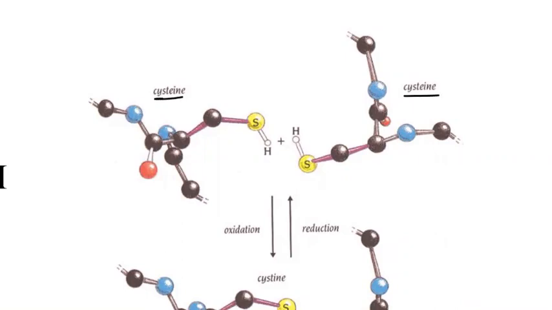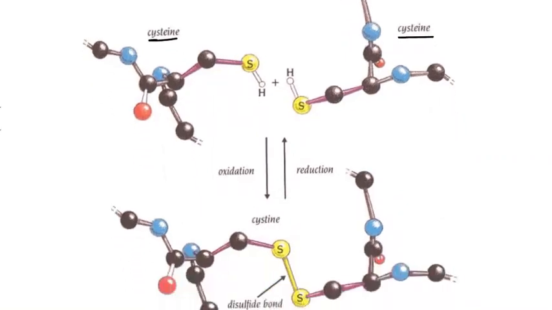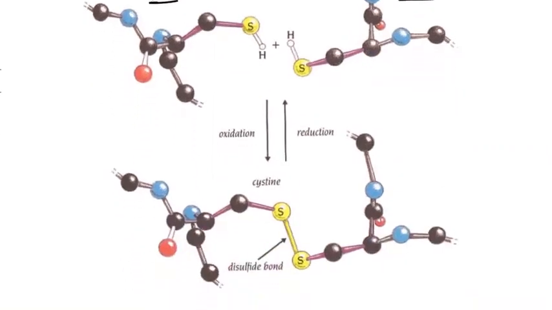Now, cysteines, as we're going to see in this chapter, can, via an oxidation reaction, you see the arrow pointing down, form what is called a disulfide bond, okay? And disulfide bonds are very important in the structure of proteins, okay?